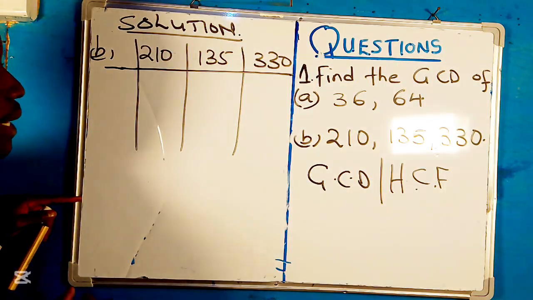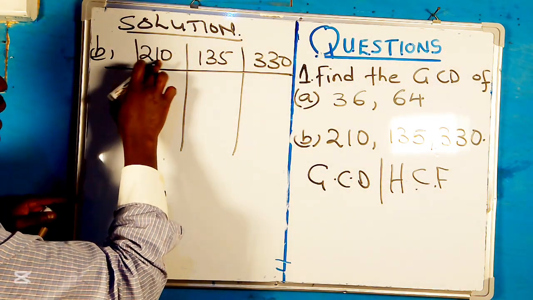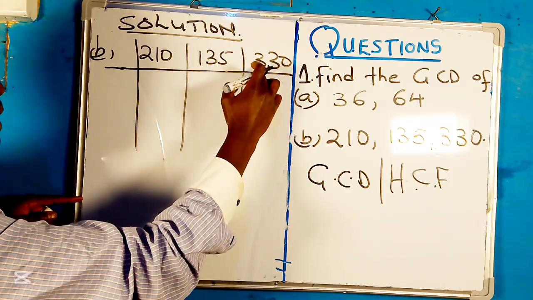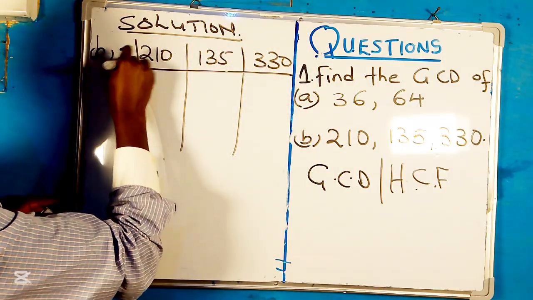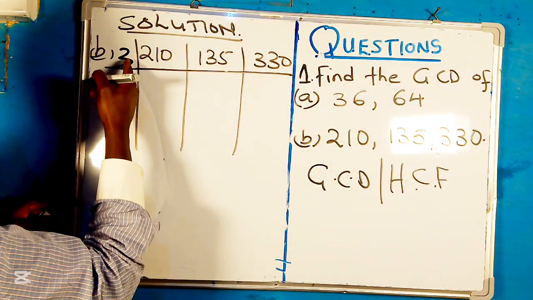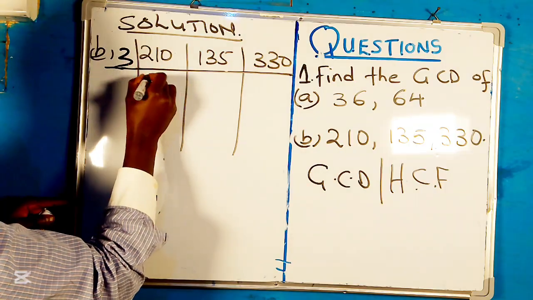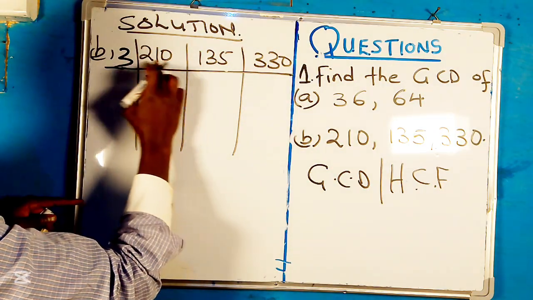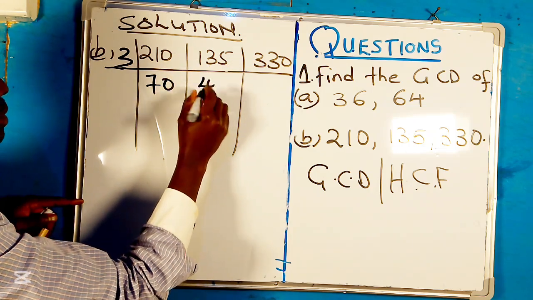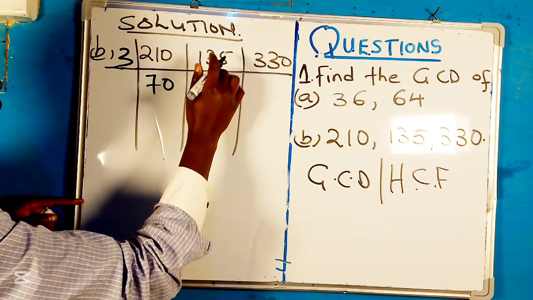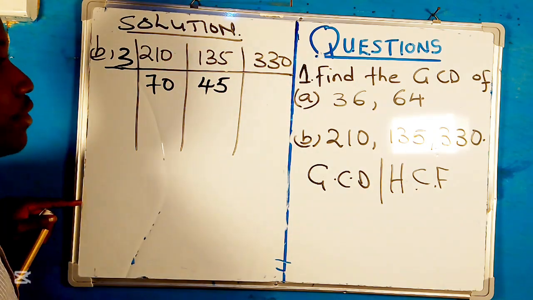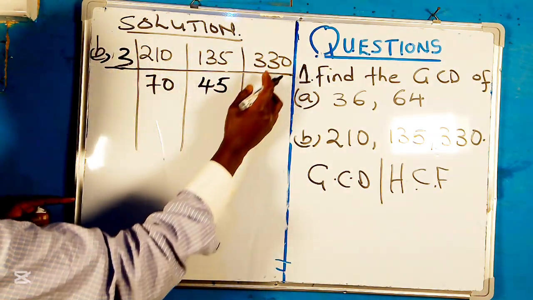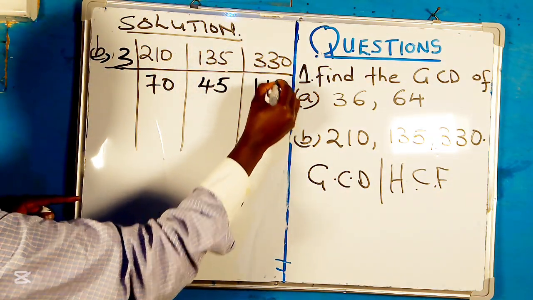Let's get to the next one, 3. 210 is divisible by 3, 135 is also divisible by 3, and 330 is divisible by 3. So we will start with 3. 210 divided by 3 is equal to 70. 135 divided by 3: this will go 4 times because of 12, then remainder 1, and that will be 45 because of 15. Then 330 divided by 3 is equal to 110.